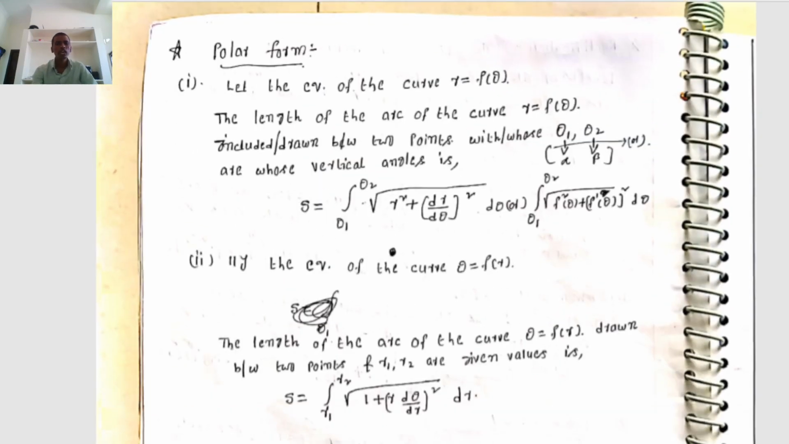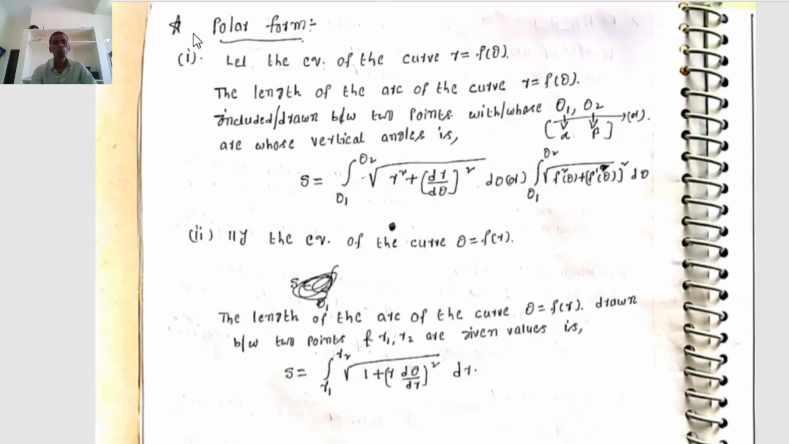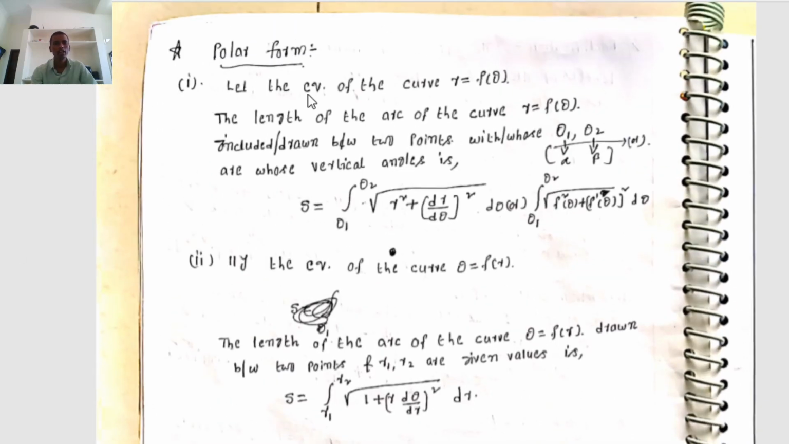Suppose the given curve is in the polar form, that is, let the equation of the curve be in polar form, r equal to f of theta or theta equal to f of r.